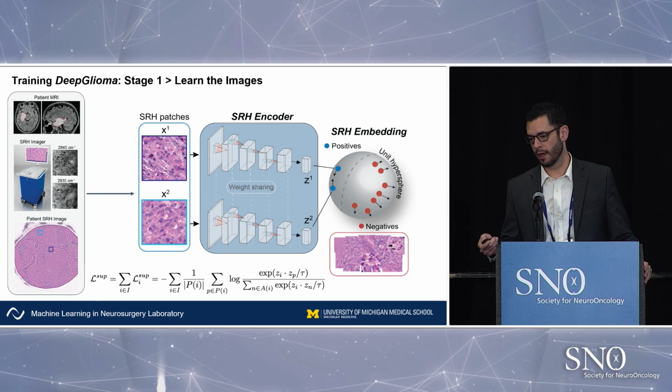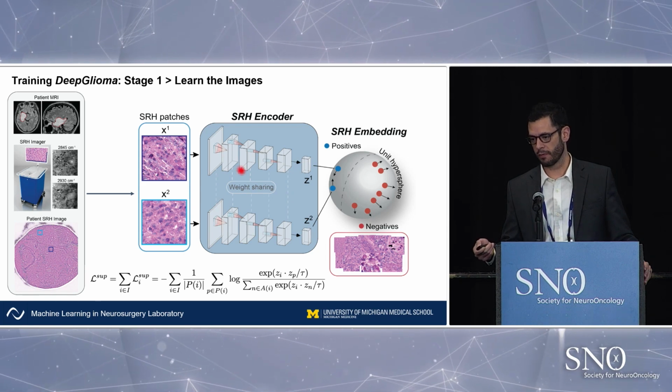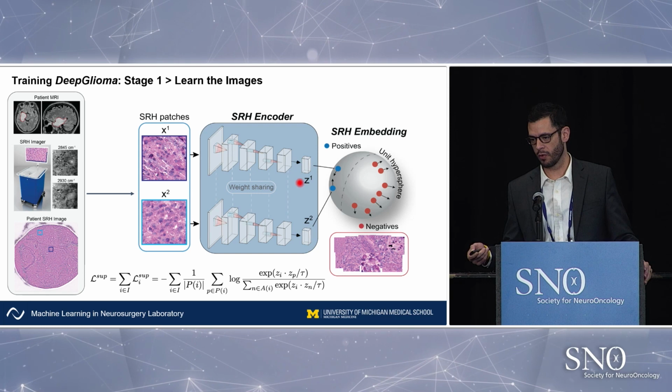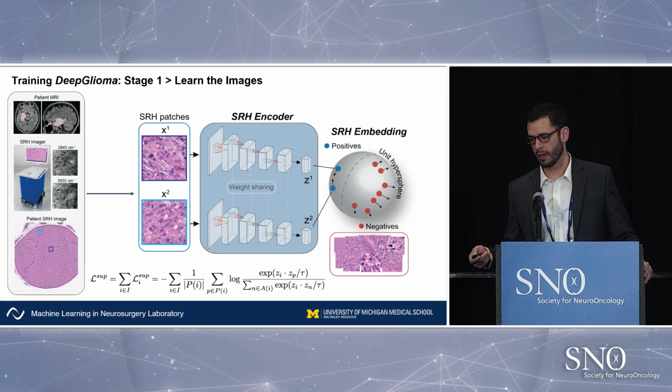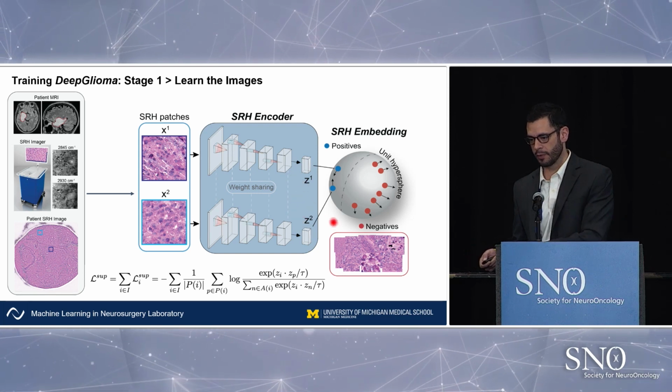And you get an embedding vector. So this is some fixed dimensional vector. You can think of this as a row in your Excel spreadsheet. And then ultimately what you want to do is optimize this function.